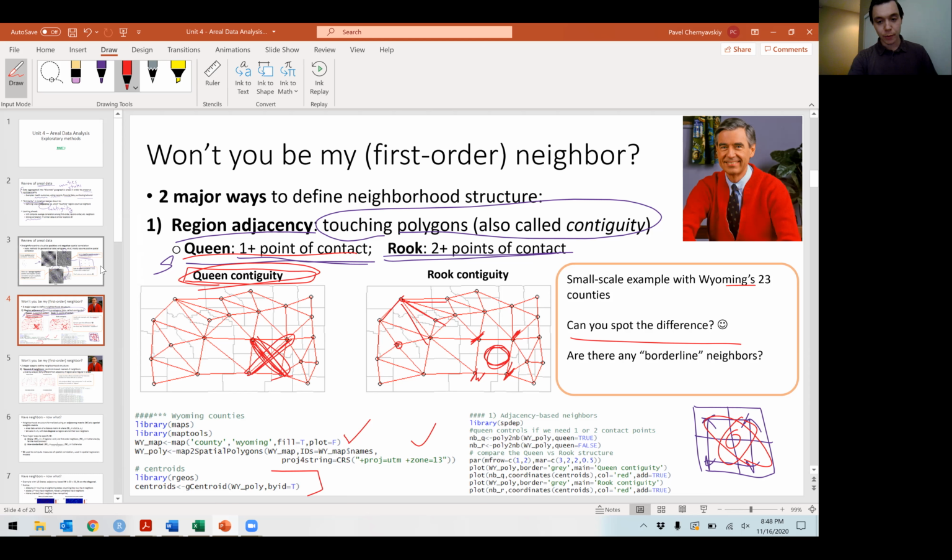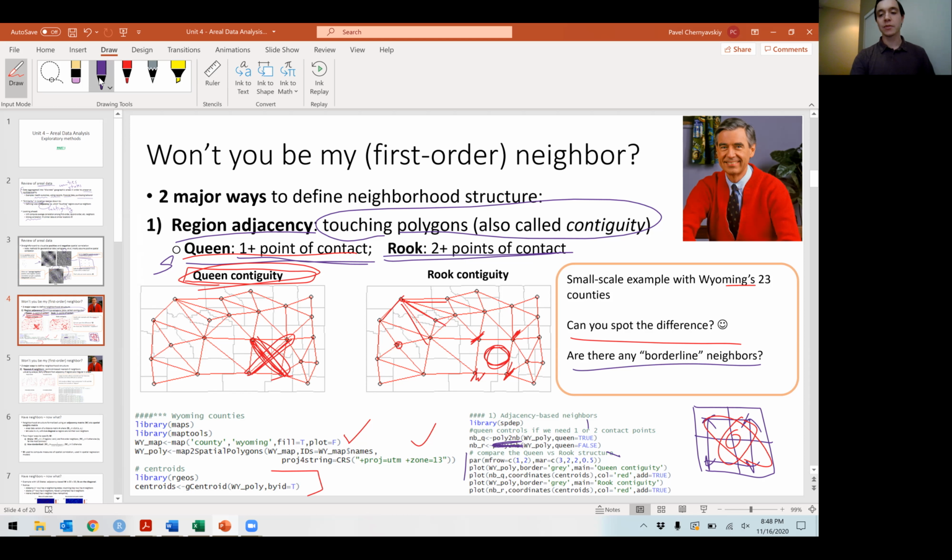We use a new package in this unit called spdep, which is widely used for areal data analysis. And here we use poly2nb, which transforms a polygon to a list of neighbors. Here we have queen equals true, queen equals false. And then I can just plot them to make a pretty comparative map.